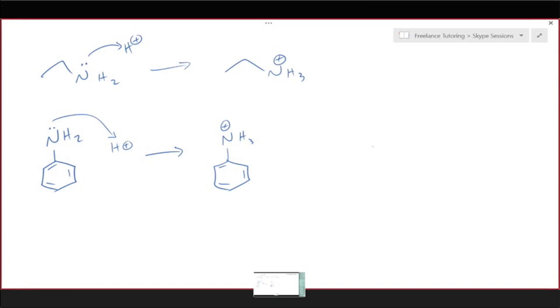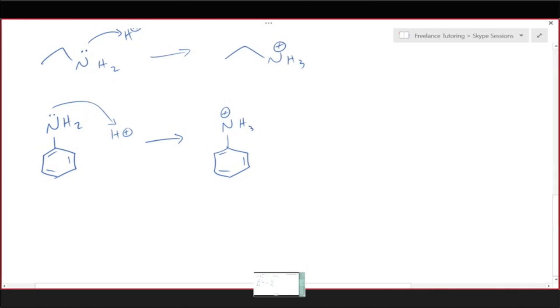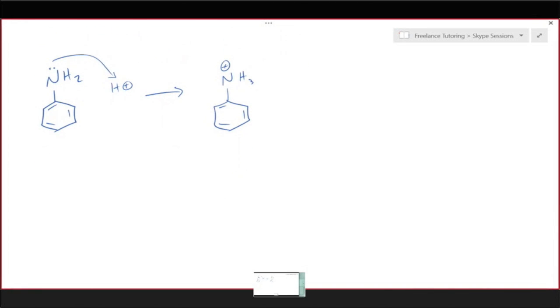Well, I suppose if you were to look at it not from the product side, you could look at it from the reactant side, and in that case there would actually be resonance, where this lone pair of electrons could form a pi bond, leaving the nitrogen not positive, but with the pi bond.